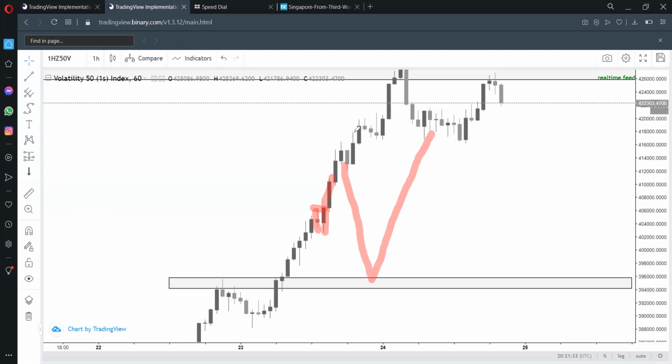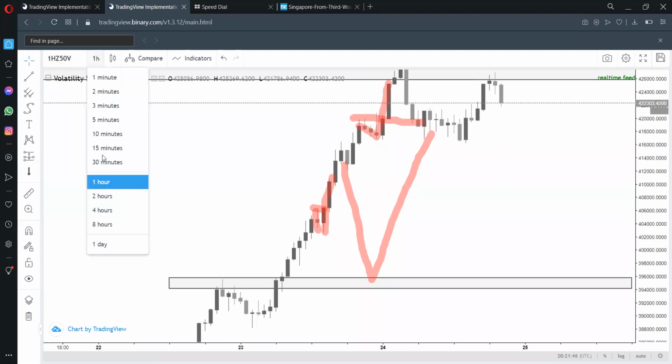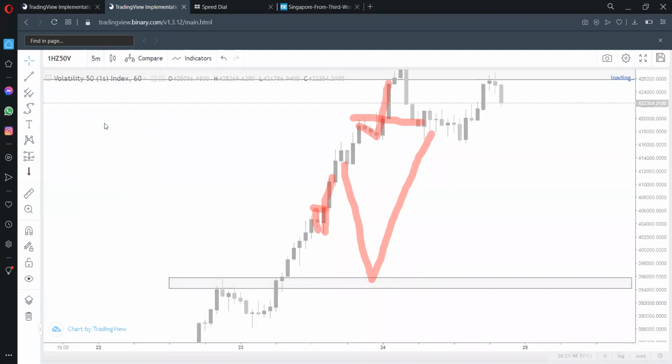Since price failed, can you see this key level here? It created another key level around this area. So I just quickly went to lower time frame, like 5 minutes time frame. That's where I placed my entry today before leaving.